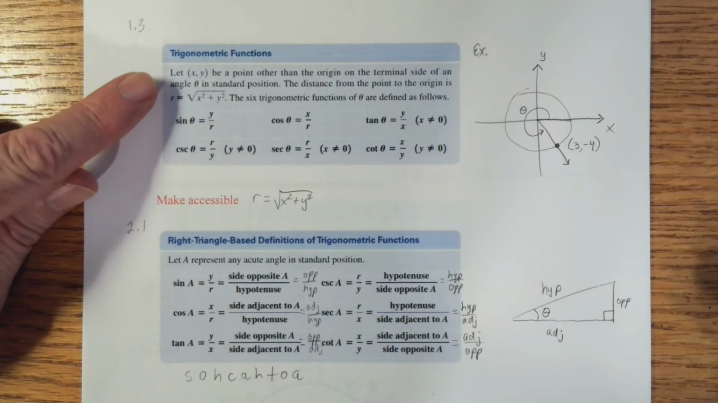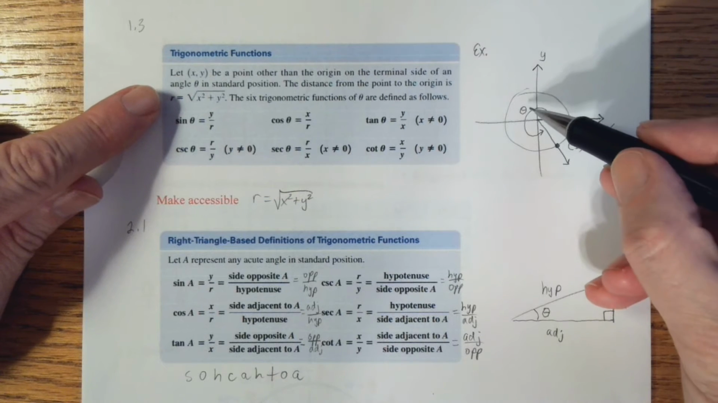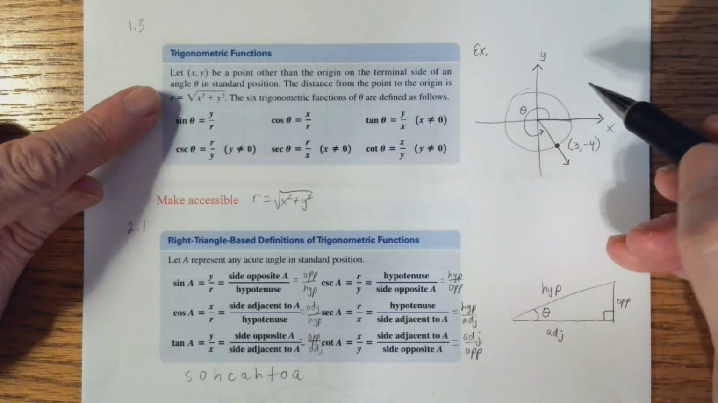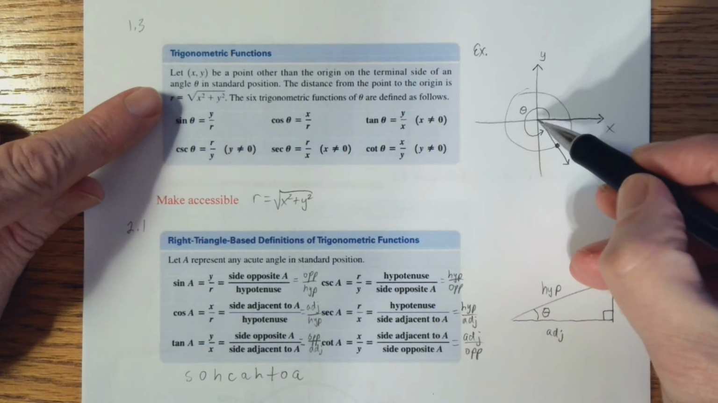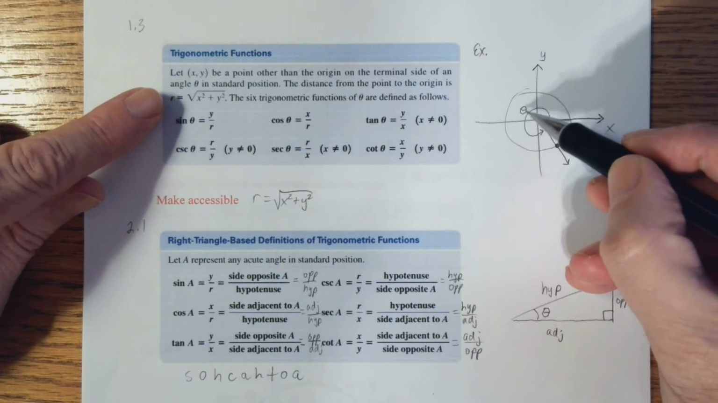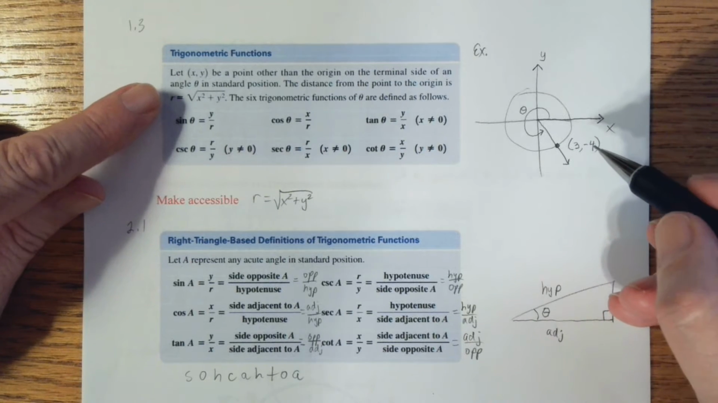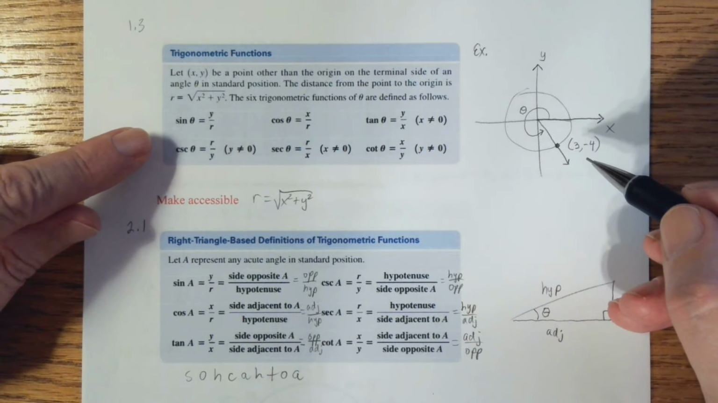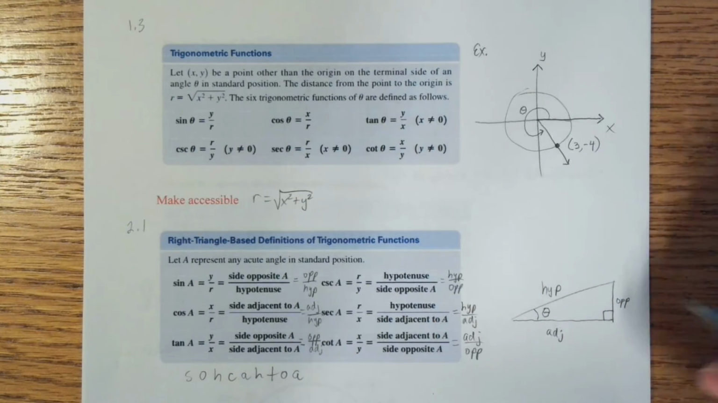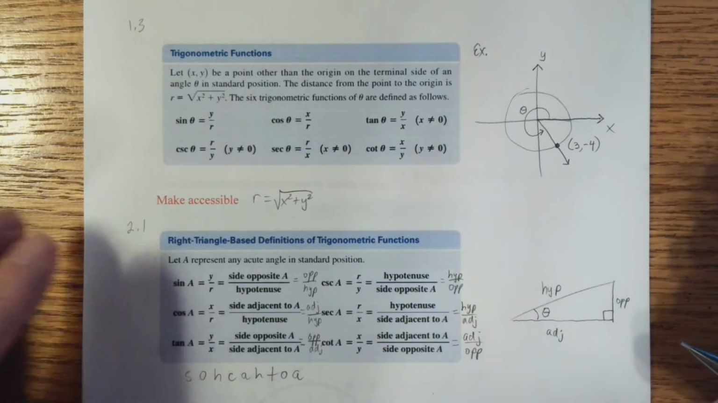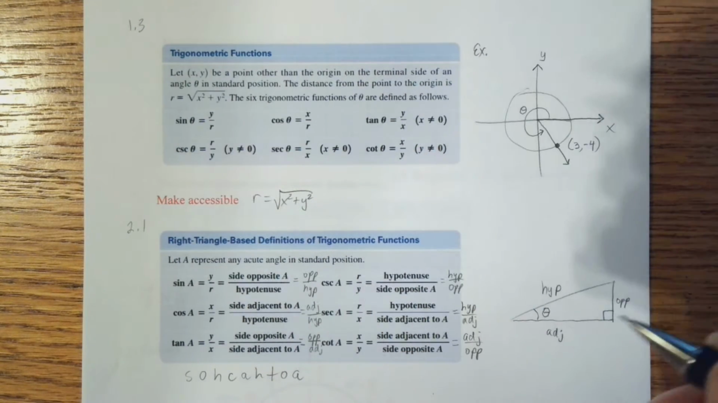And so if we have a point on the terminal side of an angle theta in standard position, so this is the origin of the xy axis, and our theta is here. Here's our point on the circle. And so we have our 6 trigonometric ratios. Easy for me to say.